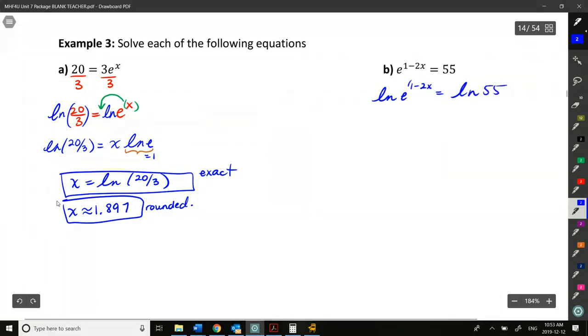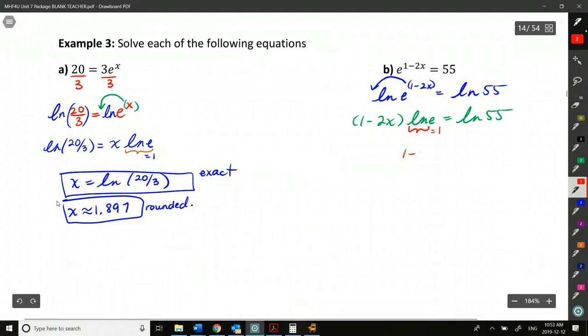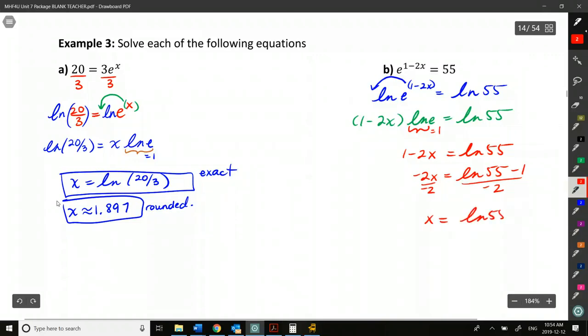Okay. So you're saying this has to act as a group? After you ln it, it goes to 1. Right. So ln e equals 1, so you can just cancel that out entirely. So 1 minus 2x equals ln 55, and then you just isolate for x. Okay. So we're left with 1 minus 2x equals ln 55. We can bring over the 1, and we can divide out the negative 2. So we get x equals the ln of 55 minus 1 over negative 2.